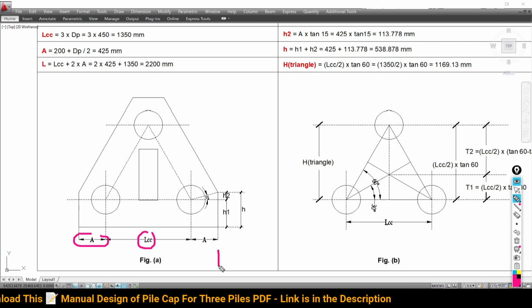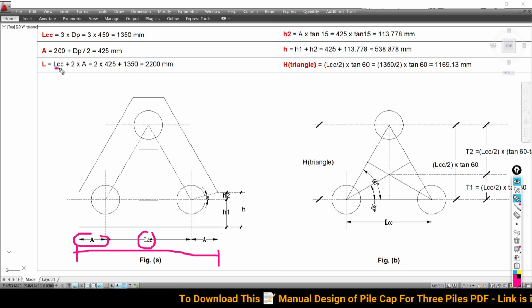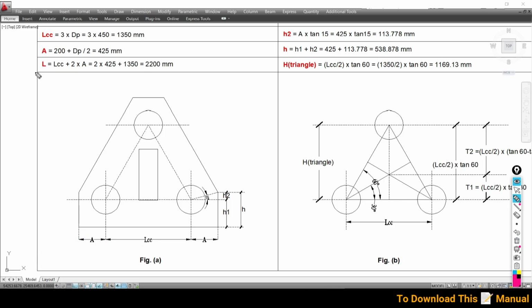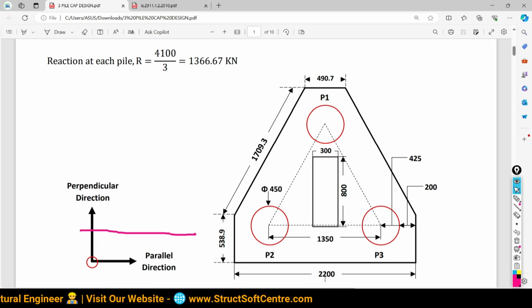Now the total length of this pile cap at its base: center to center distance plus 2 times this A value. So we are getting the total length of the pile cap at this bottom edge as 2200 mm. So we are going to write here in our problem the bottom edge as 2200 mm.